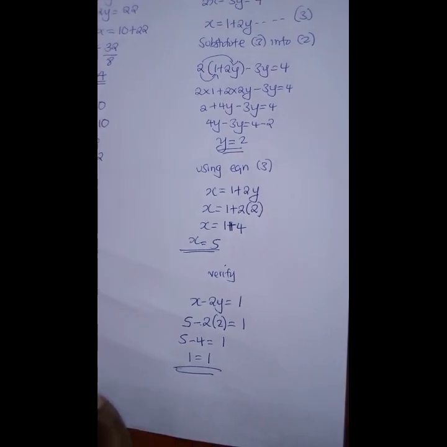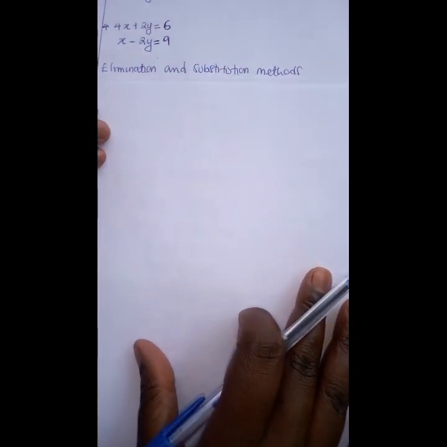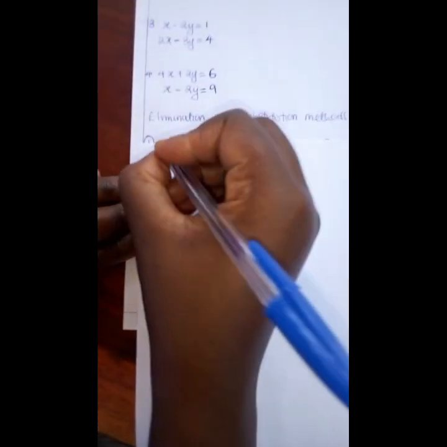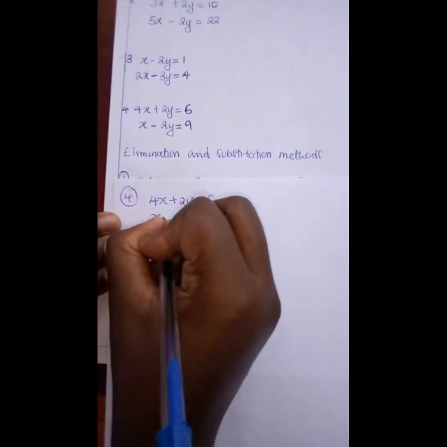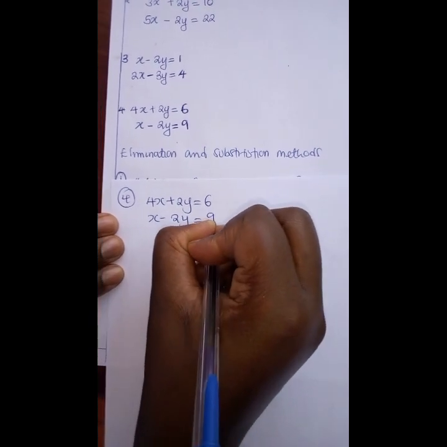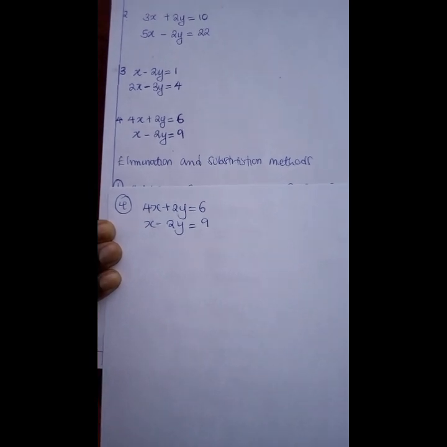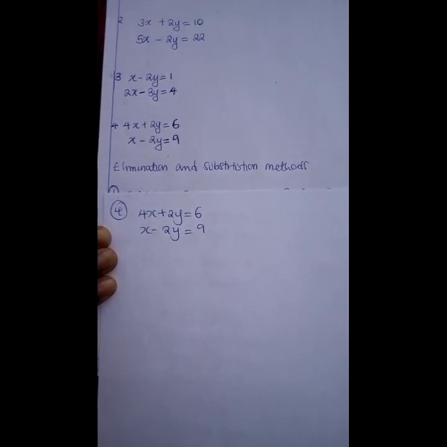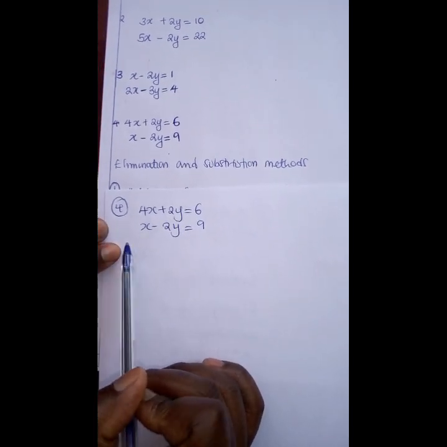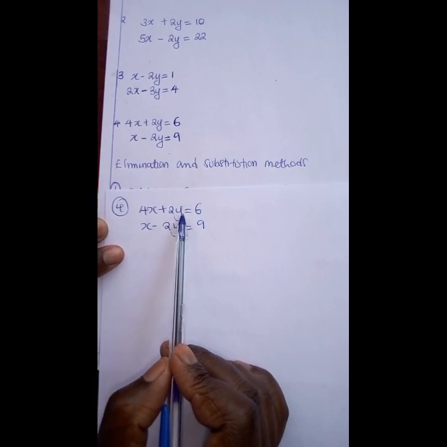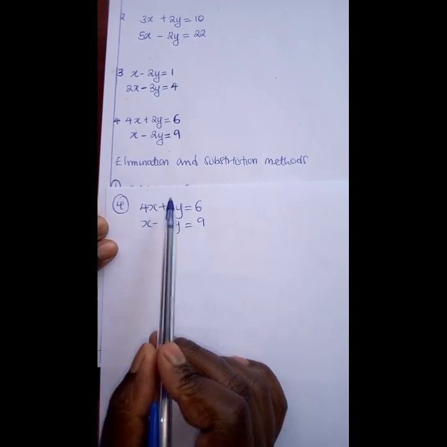Okay, let's move on to the last part, example number 4. Example number 4 is: solve the simultaneous equations 4x plus 2y equals 6, x minus 2y equals 9. So what are you going to use here? You're going to use what? Elimination, because here you can use elimination. If you want to use elimination, you can use it because the coefficient of y here is 2, same as here, it's 2. But I want us to use the substitution method.